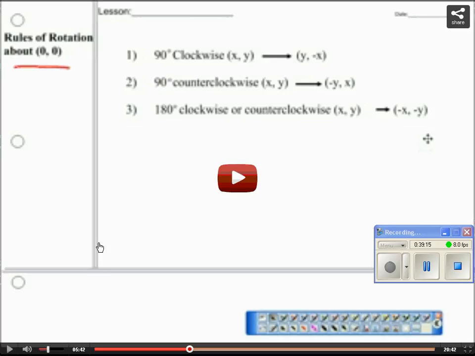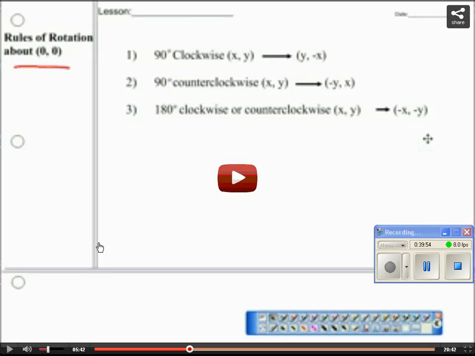180 degrees, clockwise or counterclockwise, and he already talked about this. It doesn't matter if you go clockwise or counterclockwise with 180 degrees, you end up in the same spot. On this one, numbers stay in the same order. So same order, and you take the opposite of both. Opposite of both numbers. Just trying to give you a way that you can think about it, and that'll help you remember.